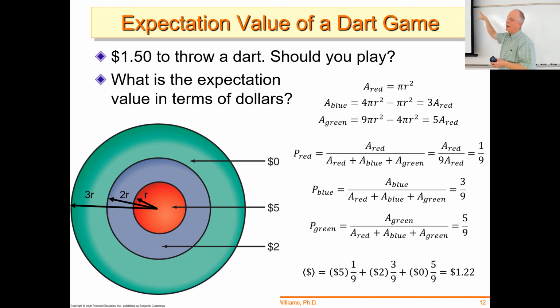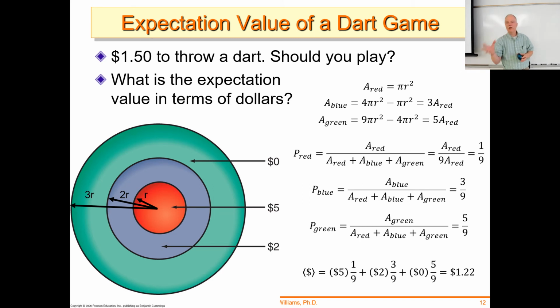So that's 1/9 for the probability of getting in the red, 3/9 for hitting the blue, and 5/9 for hitting the green. So the probabilities don't look so great. I mean, 5 out of 9 times you're going to hit the green and get 0, but you paid $1.50 to throw the dart. But notice how those are probabilities.